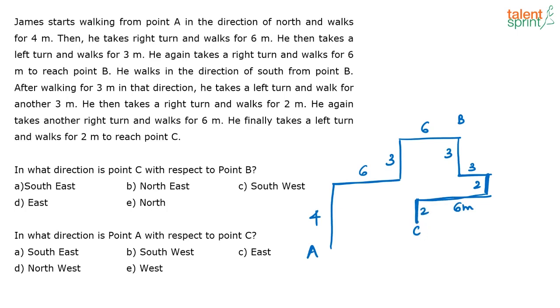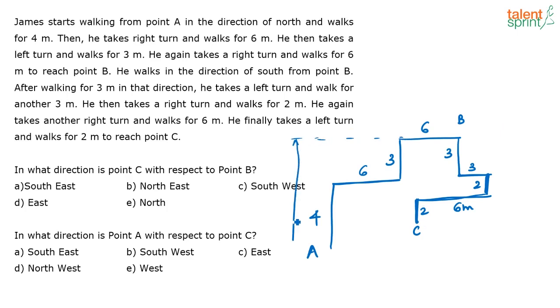So what is given here? See, after reaching point B, he walks 3 meters in that direction, and then he takes a left turn, walks for another 3 meters, then he takes a right turn, walks for 2 meters, he again takes a right turn and walks for 6 meters, and he finally takes a left turn and walks for 2 meters to reach point C. So if you look from this point, what is the total distance?